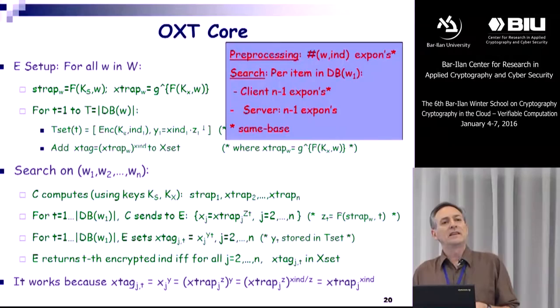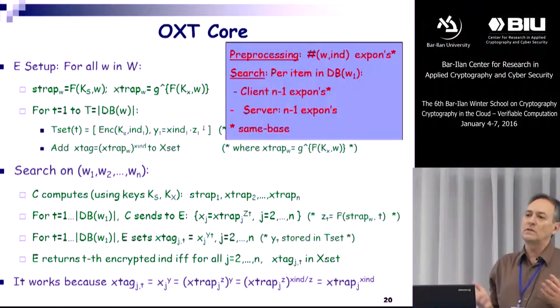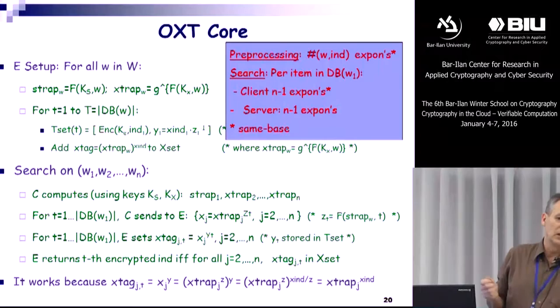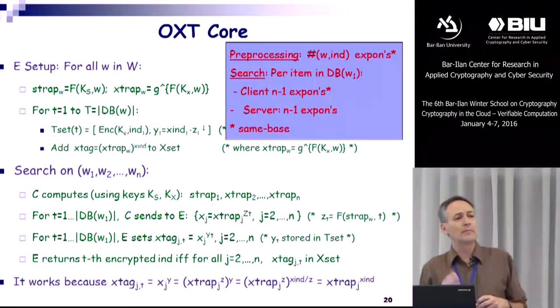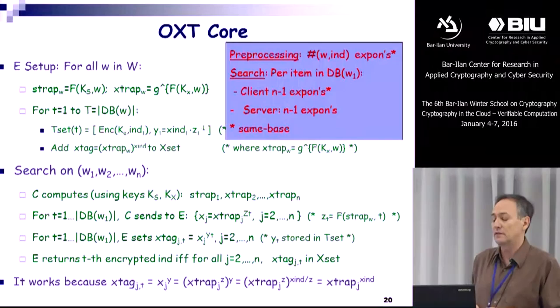And online, during the search, for each I/O access to the disk, you can do something between 300 and 500 exponentiations per I/O access. So in that sense, it's quite amazing how much the exponentiations are not in the critical path of this computation.